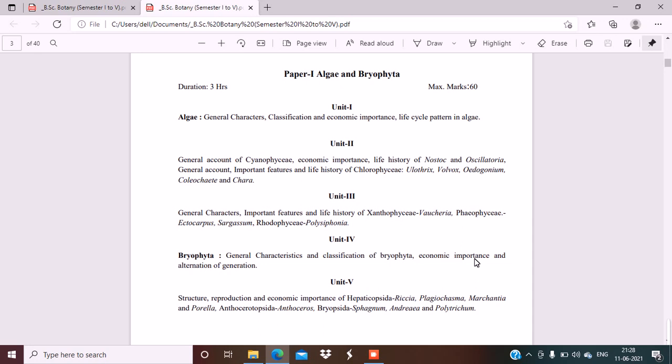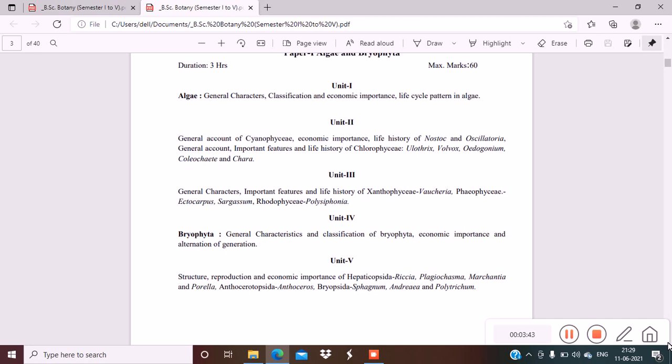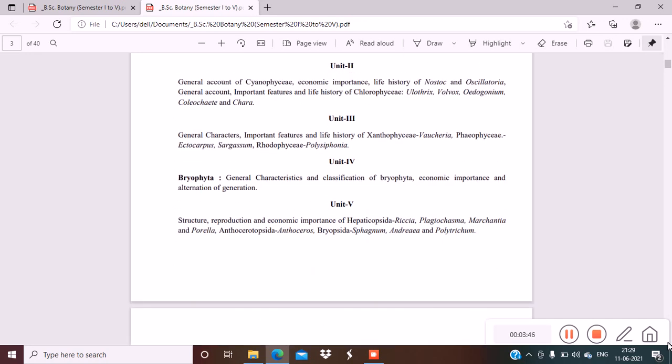Now 4th unit is Bryophyta. General characters and classification of Bryophyta, economic importance and alternation of generation. Now unit 5 is structure, reproduction, economic importance of Hepaticopsida, Riccia, Plagiochasma, Marchantia and Porella. Anthocerotopsida, Anthoceros, Bryopsida, Sphagnum, Funaria and Polytrichum. So unit 4 and unit 5 are topics of Bryophyta.